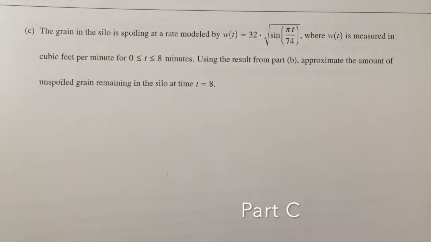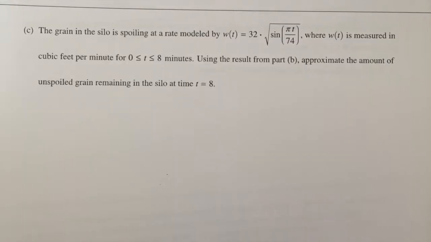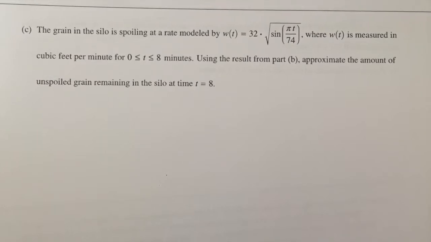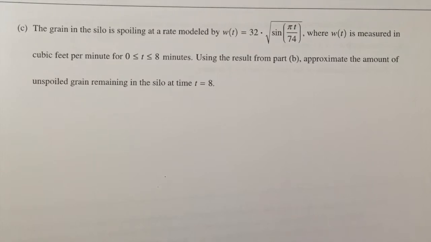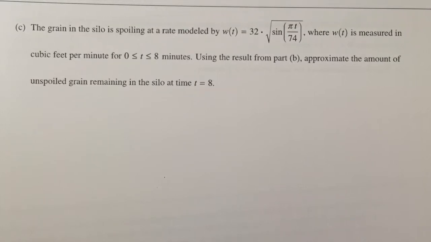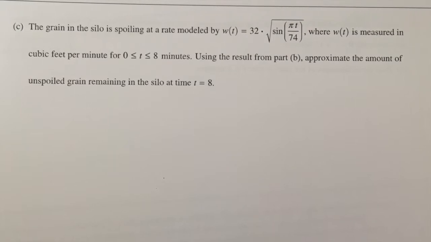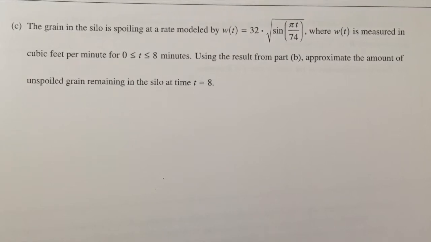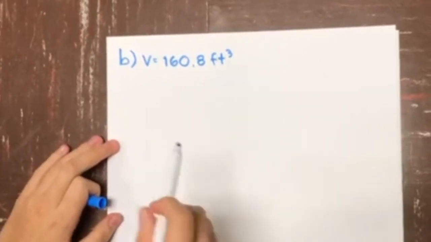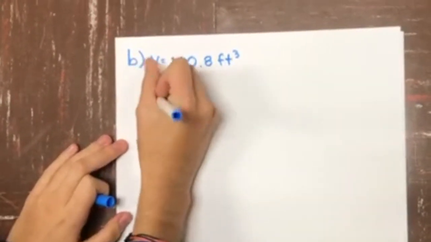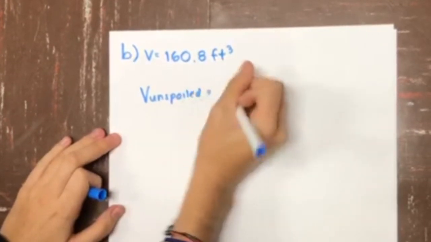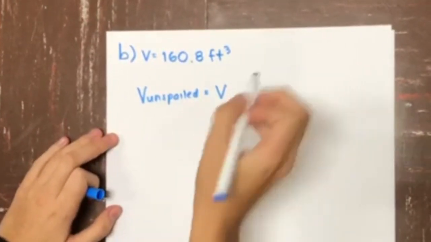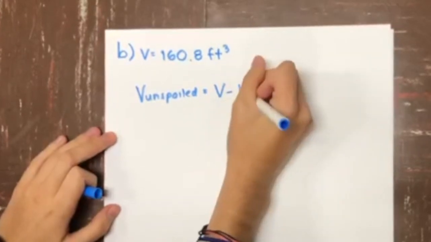C. The grain in the silo is spoiling at a rate modeled by W of t equals 32 times the square root of sine of pi t over 74, where W of t is measured in cubic feet per minute for 0 to 8 minutes. Using the result from part B, approximate the amount of unspoiled grain remaining in the silo at time t equals 8. Part C is asking for the volume of unspoiled grain. In order to get the volume of unspoiled grain, we need to subtract the volume of spoiled grain from the total volume of the grain.